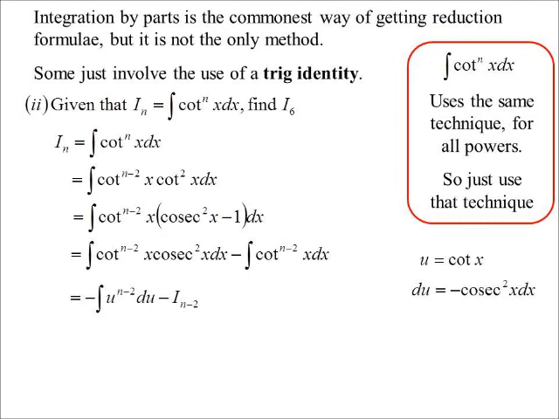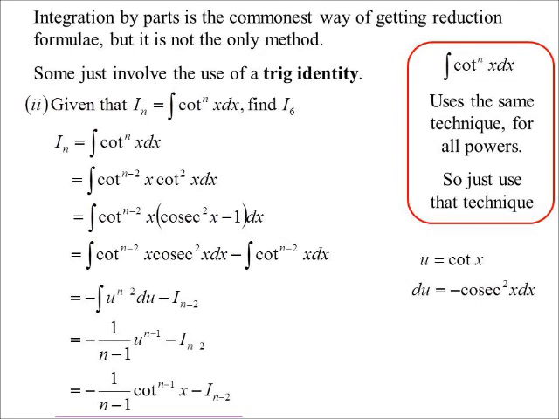So the one on the left-hand side, I can say u is cot x, so du would be minus cosec squared. I get minus u to the n minus 2 du. The cot to the n minus 2 is now I_(n-2). U to the n minus 1, add 1 to the power, over the power, sub the u back in. There's my formula for I_n. So 1 on n minus 1, cot to the n minus 1 x, minus I_(n-2).